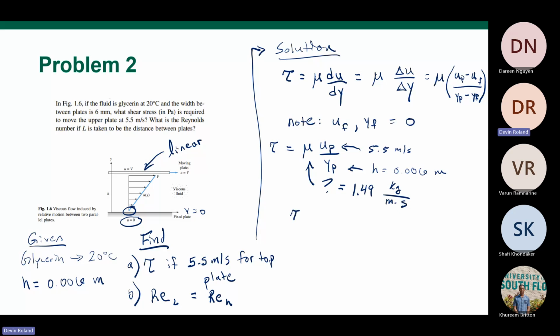So we can just say that shear is equal to our viscosity, 1.49 kilograms per meter second, multiplied by our 5.5 meters per second divided by 0.006 meters.